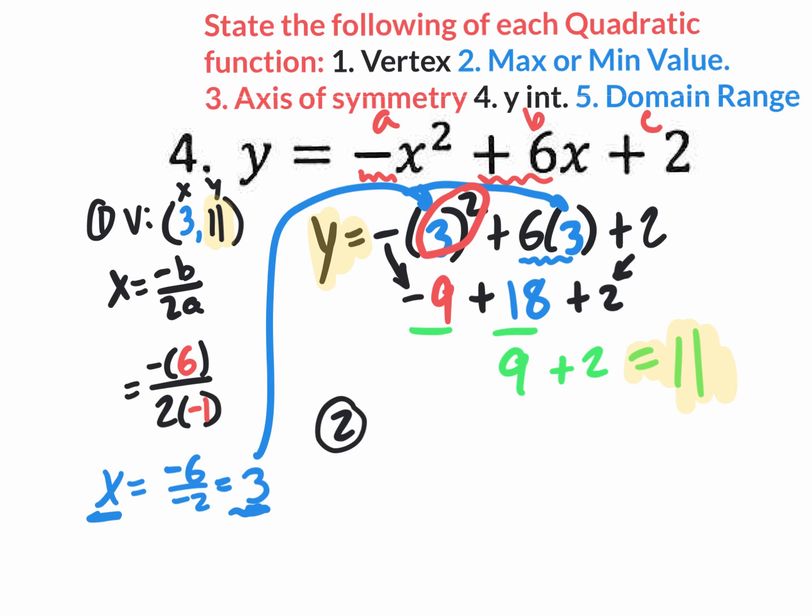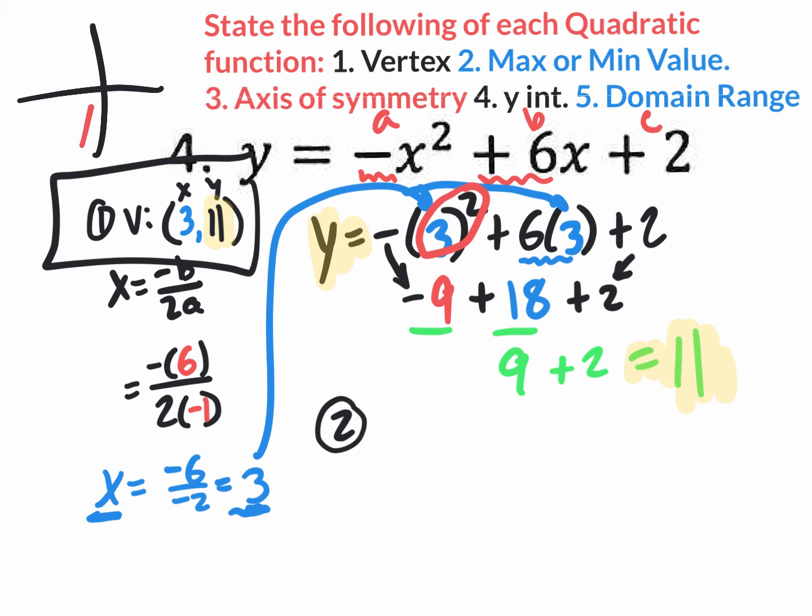Do we have a max or a min value? We have the vertex. We have a max value because this is a negative a value. Negative means that the parabola opens down, okay? And if it opens down, that means it's going up, up, up, reaches a max height, then it goes back down. So we know for sure that that's a max value.